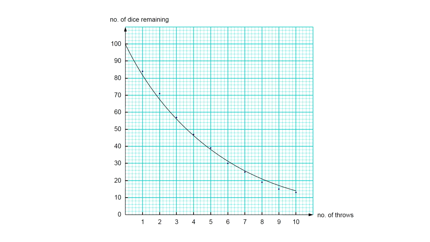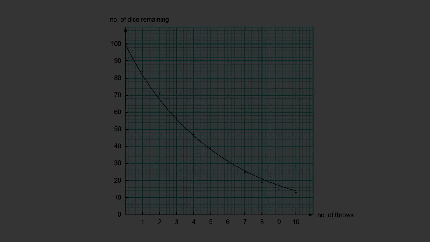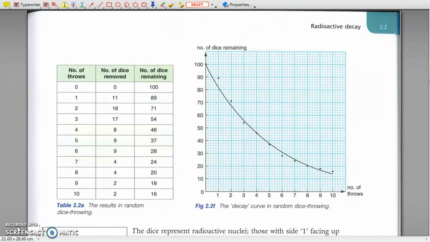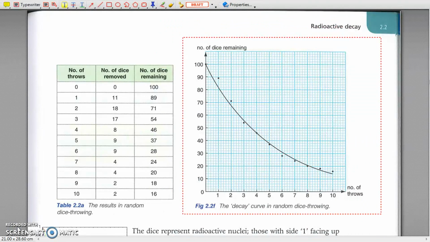By plotting a graph of the number of dice remaining against the number of throws, we obtain the decay curve of dice. The number of dice decreases after each toss. When those that give 1 are removed, the decay curve of dice remaining is shown on the next page.